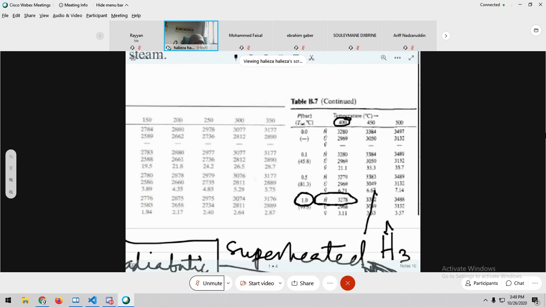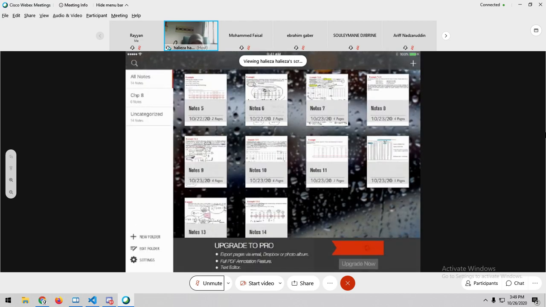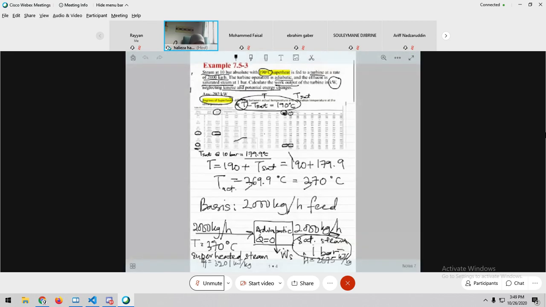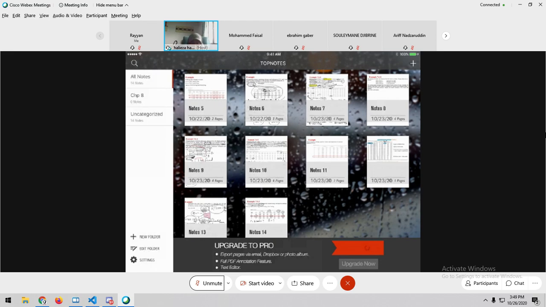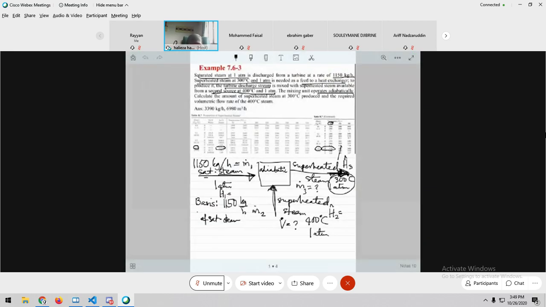H2. Sorry guys, I'm having a problem here. This is the previous one. What's the time? I think we need to stop because it's almost time up. So let me just write down. That is the value. 3278, yeah, that's at 400 degrees C.